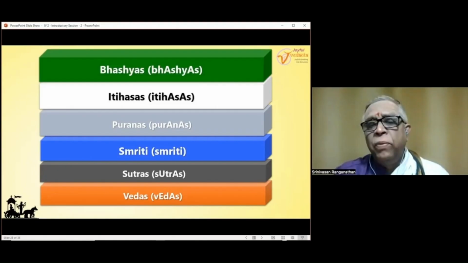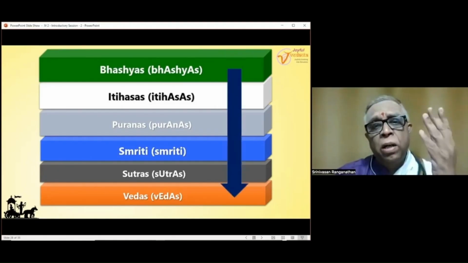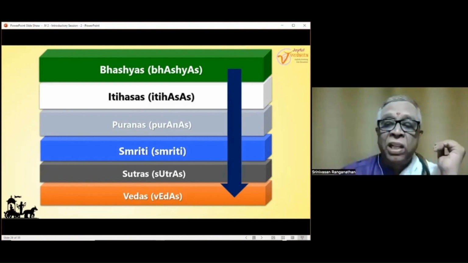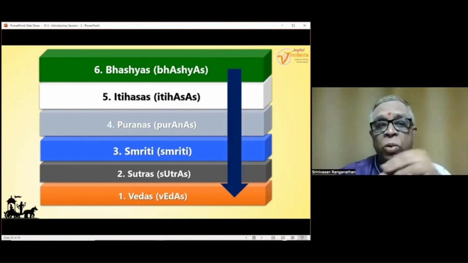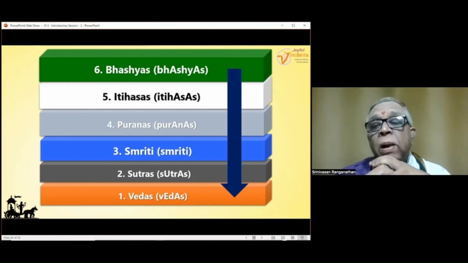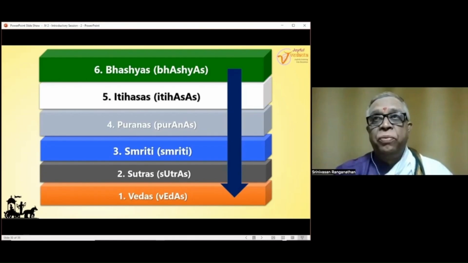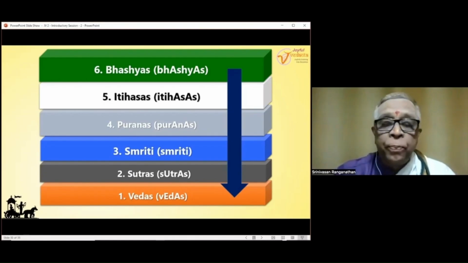Now, we should know that Bhashyas are written across all the other layers, right? Like you have Bhashyas for Ithihasas, we have Bhashyas for Smriti, we have Bhashyas for Sutras, we have Bhashyas for Vedas. So all the Bhashyas are there for everything put together, right? Now let's quickly number them so that we know the layers. So 1 is the Vedas, 2 is the Sutras, 3 is Smriti, 4 is Puranas, 5 is Ithihasas, and the last one is Bhashyas, right?